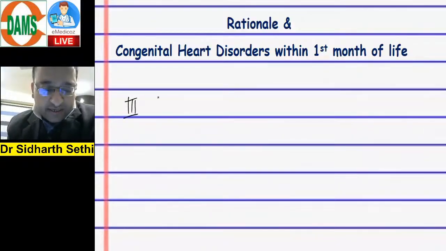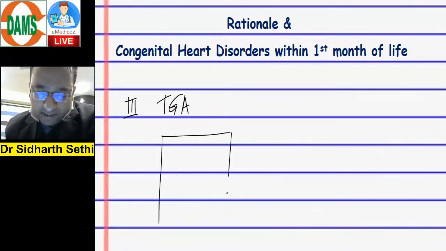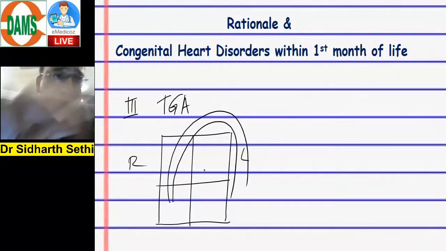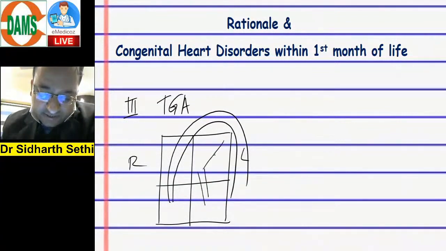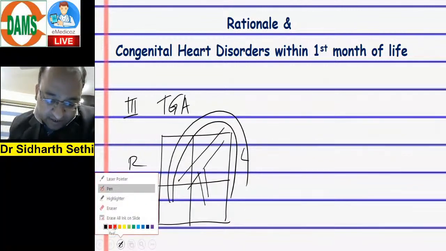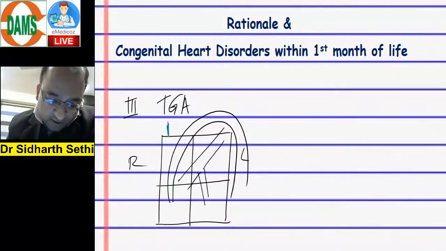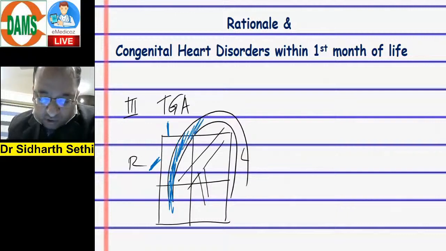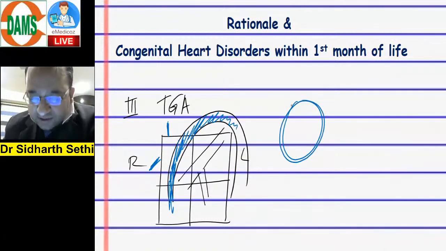And the third disorder is TGA. What do I mean by TGA? That the aorta is arising from the right, the pulmonary artery is arising from the left. TGA means transposition of great arteries. So impure blood comes to the right side, goes back to the systemics.